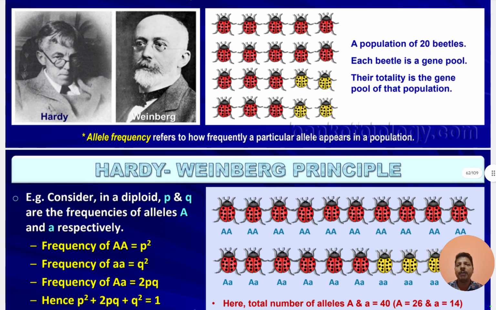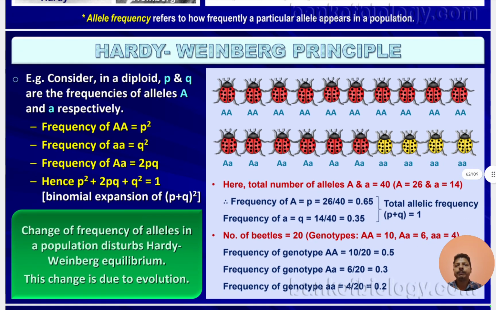Allele frequency refers to how frequently a particular allele appears in a population. Example, consider a diploid, where p and q are the frequencies of alleles capital A and small a respectively. Okay, you have to consider the frequency of capital A is p square, frequency of small a is q square, frequency of capital A and small a is 2pq. Hence, p square plus 2pq plus q square equals 1. Binomial expansion of p plus q whole square. Here it is given.